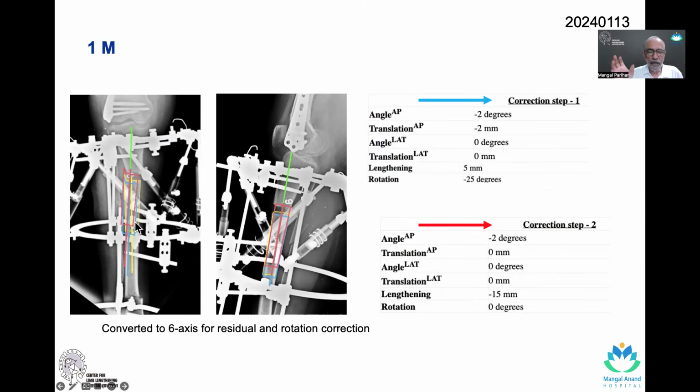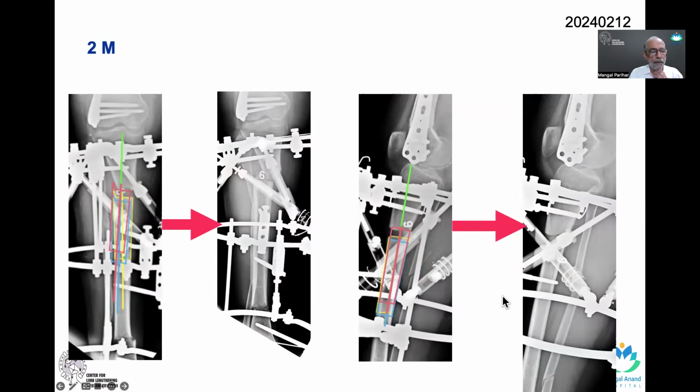First, we just distract the bone. Then we do the rotation, which you will notice over here is around 25 degrees. And at the end of that rotation, we get both of the fragments together again by compression. As you notice here, lengthening minus 15. So we are going to compress it by 15 millimeters. So at the end of 2 months, with that program, this is what the X-ray looks like.